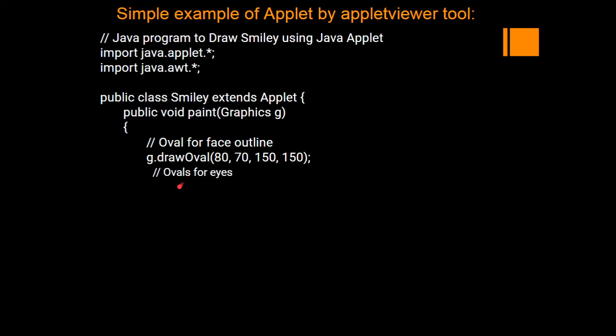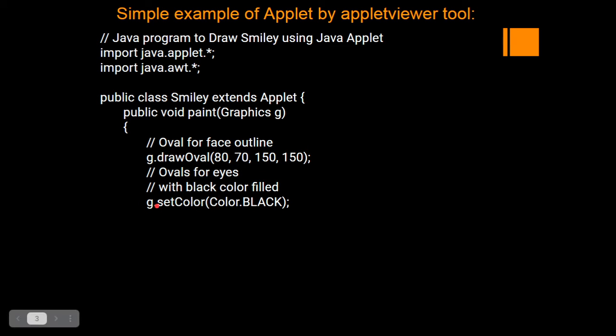Now let us see the next line to draw the eyes. In order to draw the eyes, we are going to draw filled ovals. For that we are using g.setColor. setColor is another method we can apply on the graphics object. What it does is set the color for the particular object we are going to draw next. So now Color.black.